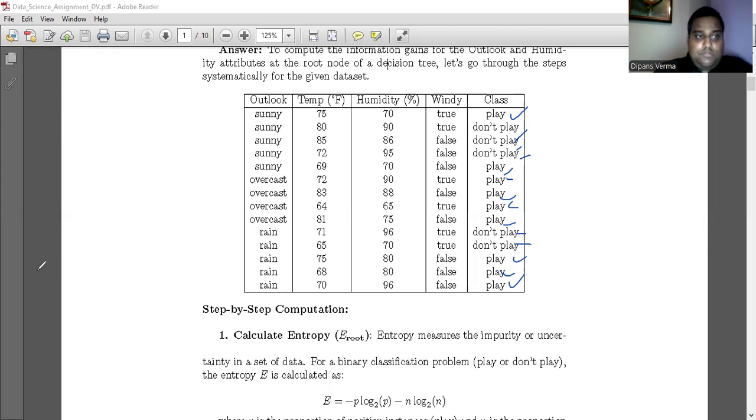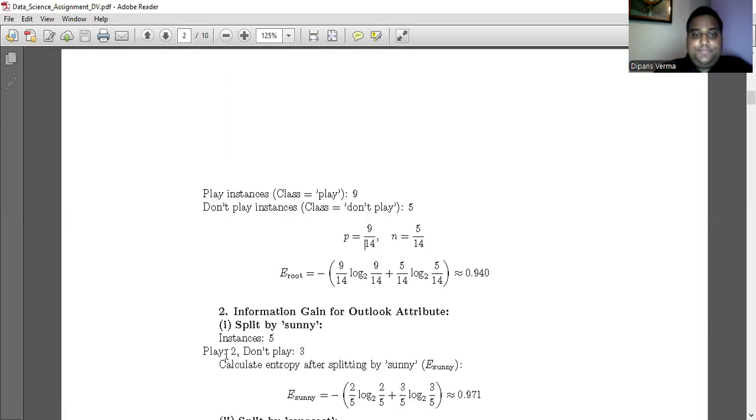So now we are coming to the main point. Here we have the play states and don't play states, and then we can find the positive proportions and negative proportions. So this is going to be 9 by 14 and 5 by 14. That means we can get the value of E, that is nothing but 0.940. After that, we can calculate the information gain for the outlook attribute, right?